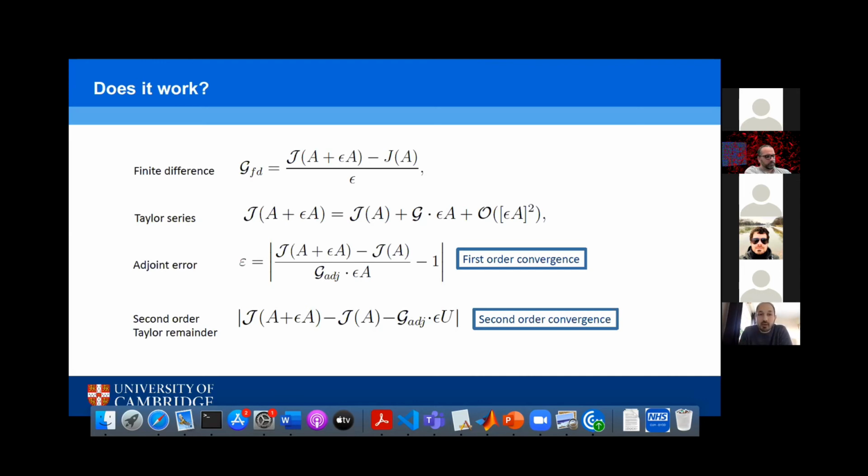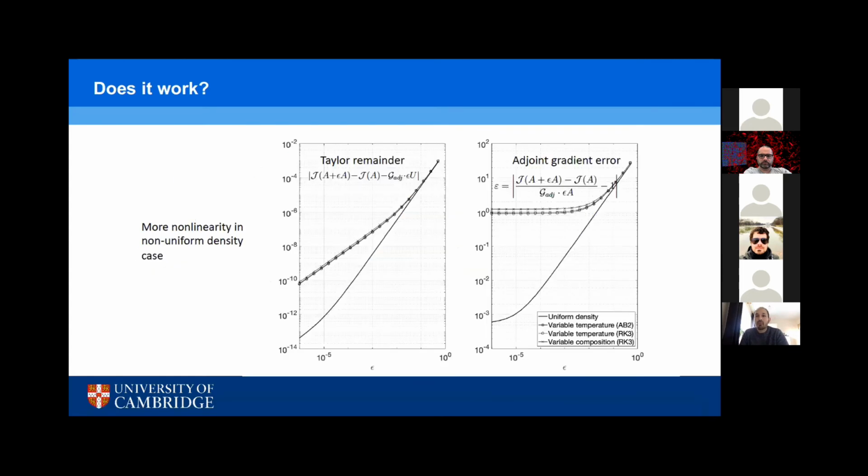So what do we find? We'll consider a mixing layer at a Reynolds number of 400. We will consider both a uniform density case and a variable density case. And the variable density case will correspond to a density ratio of 2 between the two sides of the mixing layer. And this is what we find for now.